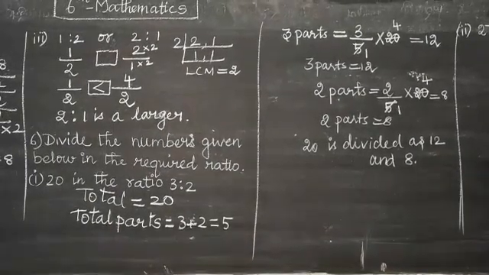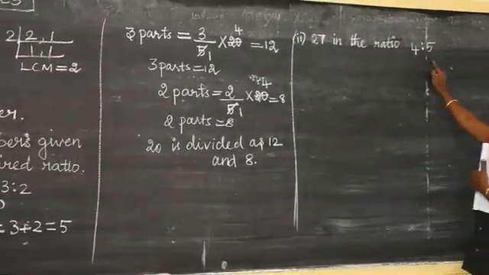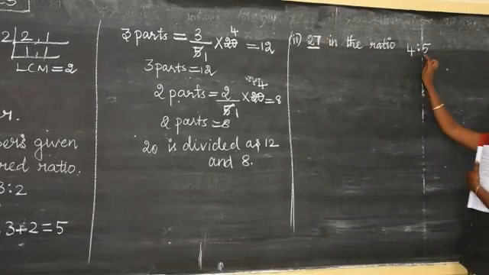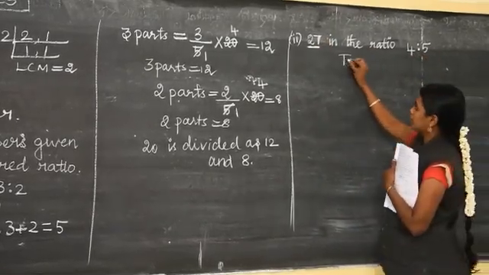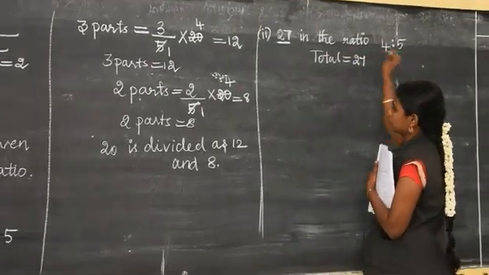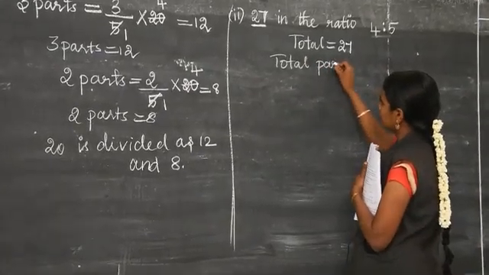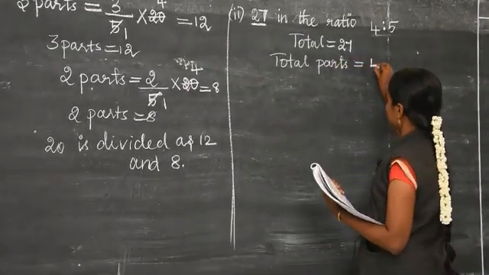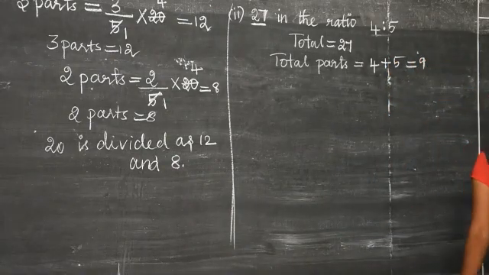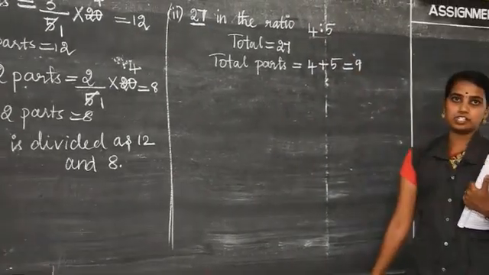Okay, next question, likewise same, 27 the ratio 4:5. So the total is 27, the parts are 4:5. Write what is given first, total 27, ratio, so it's total parts find out, total parts 4 plus 5, 9, total parts are 9. You find out 4 parts how much, 5 parts how much.